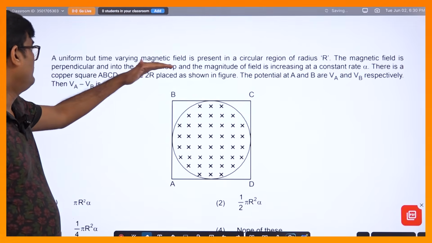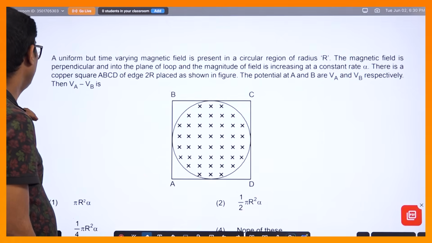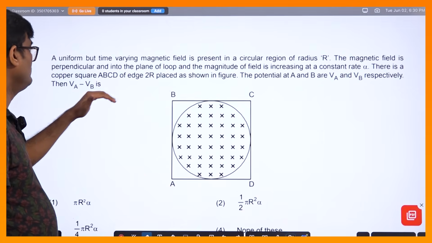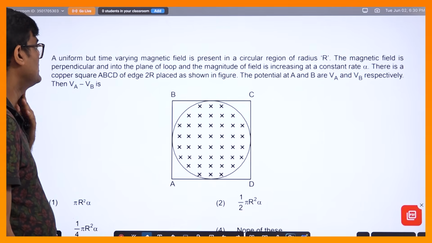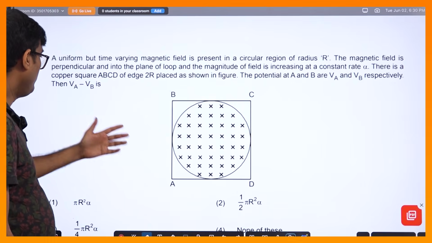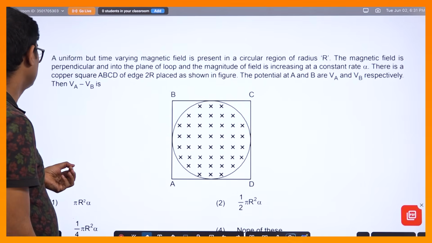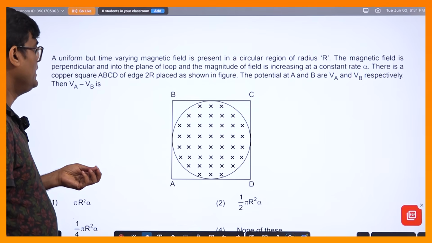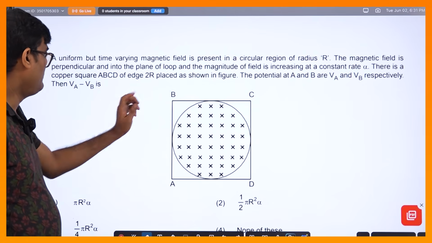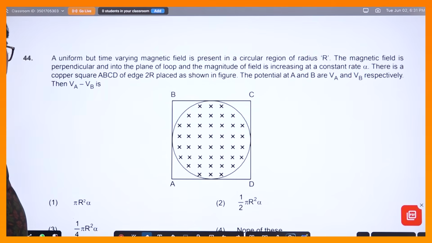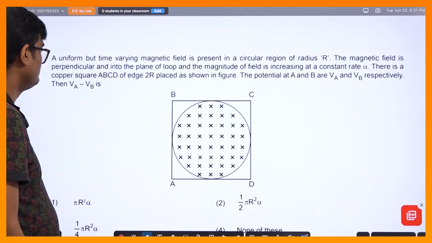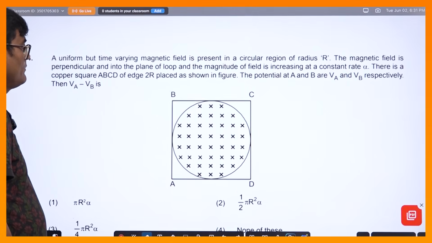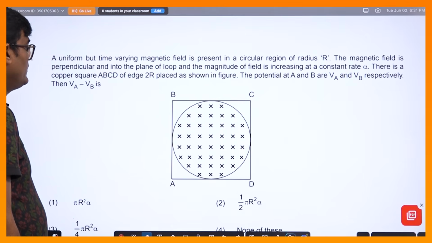A uniform time varying magnetic field is there. The magnetic field is perpendicular to the plane of the loop. Magnitude of the field is increasing at rate alpha. There is a copper loop ABCD, a square of side, and the potentials at A and B are VA and VB respectively. Then what is VA minus VB? It is asking for potential difference.